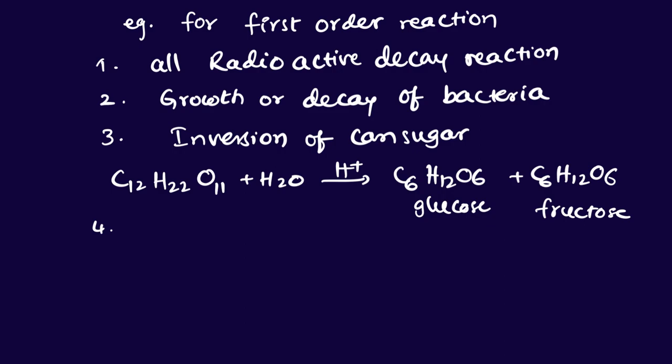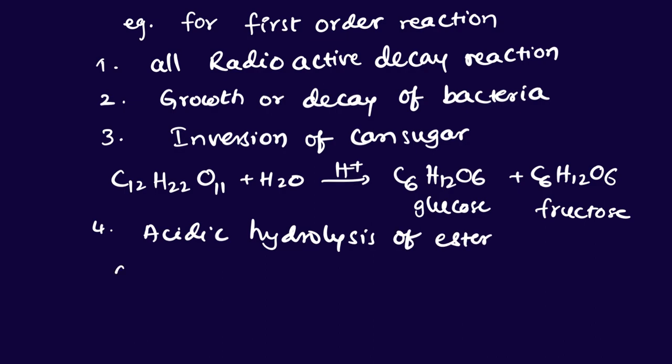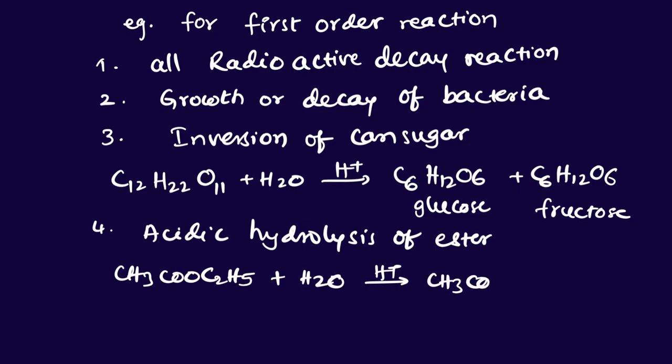Then fourth one, acid hydrolysis, that is called acidic hydrolysis of ester. This can be represented as CH3COOC2H5 plus water in acidic medium. This will be converted into CH3COOH plus C2H5OH.